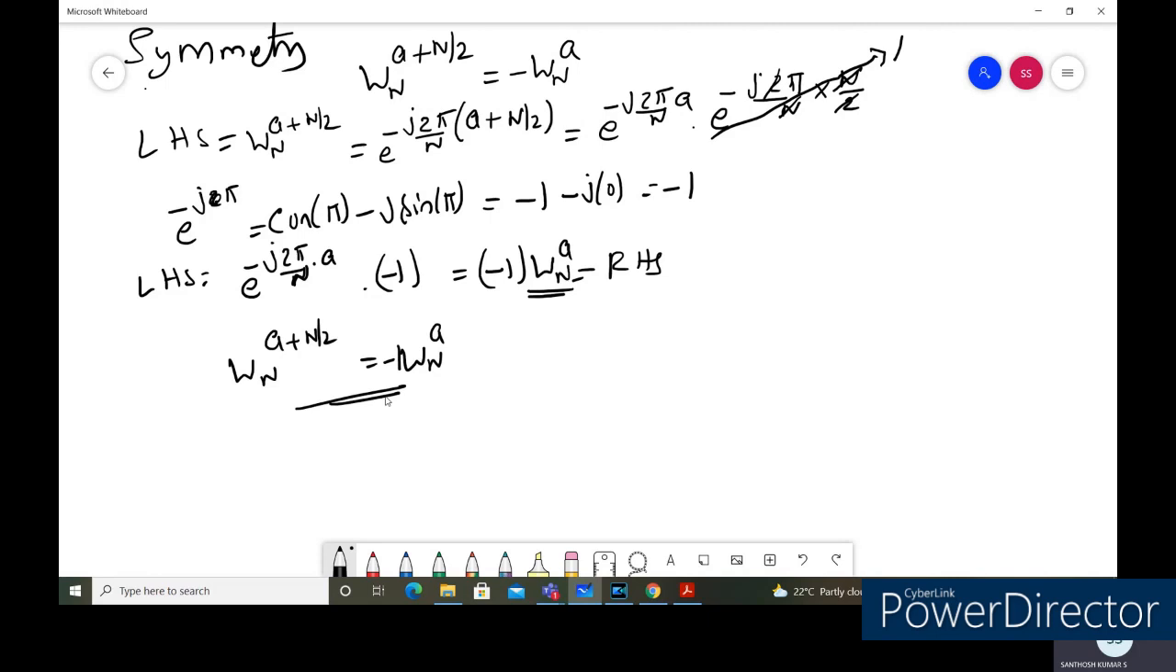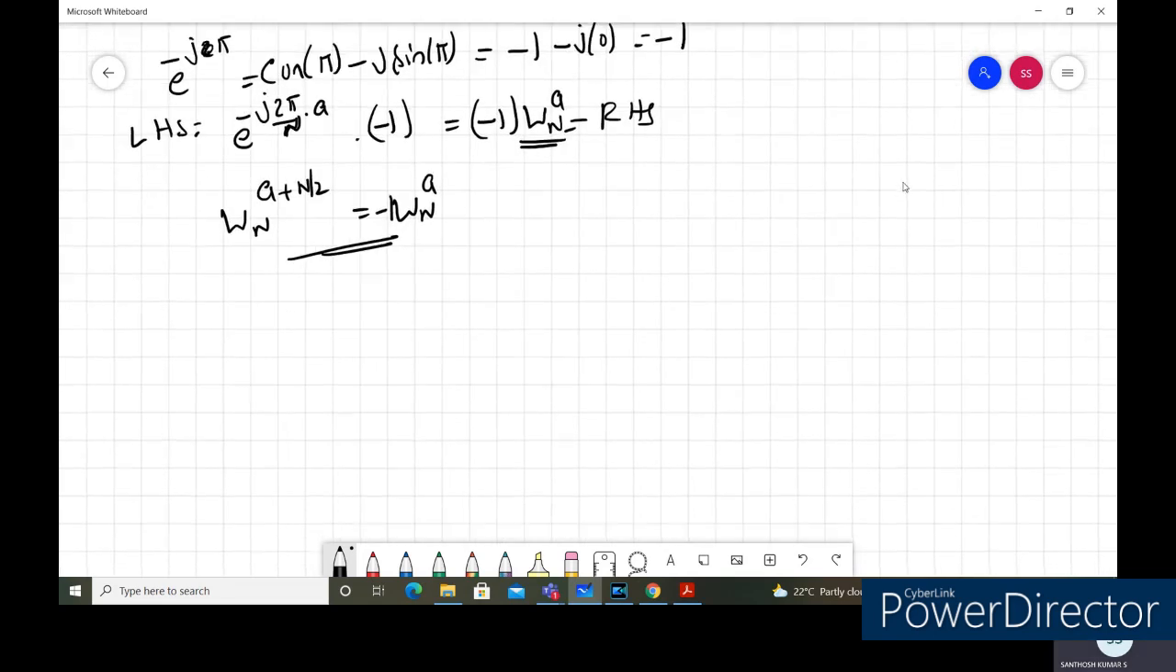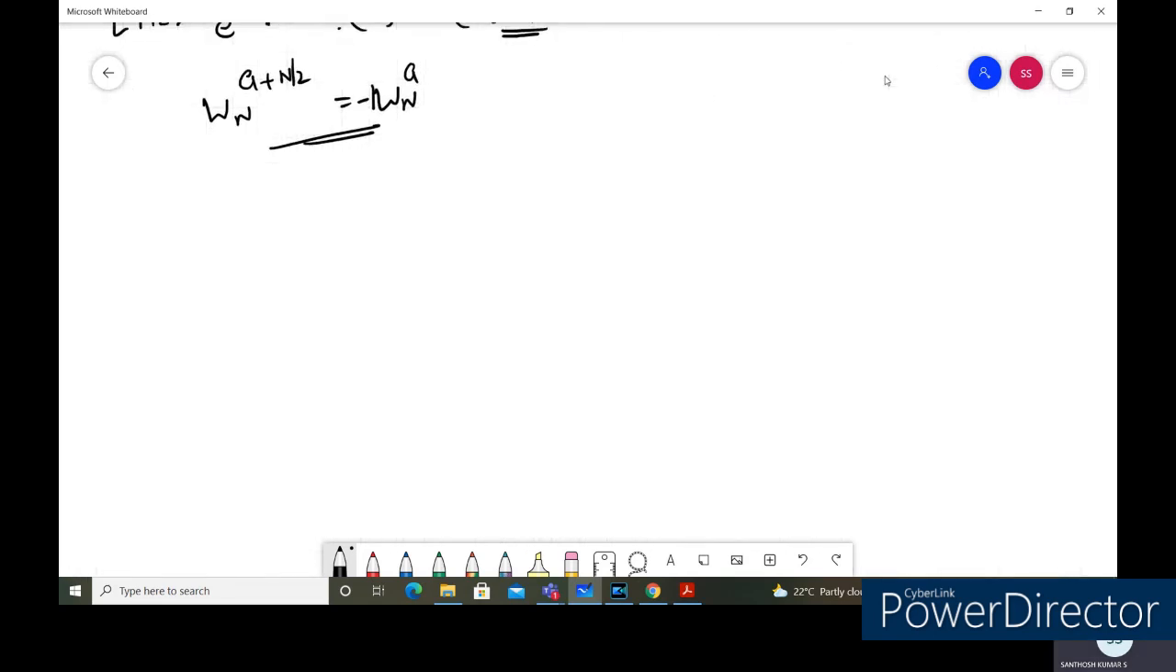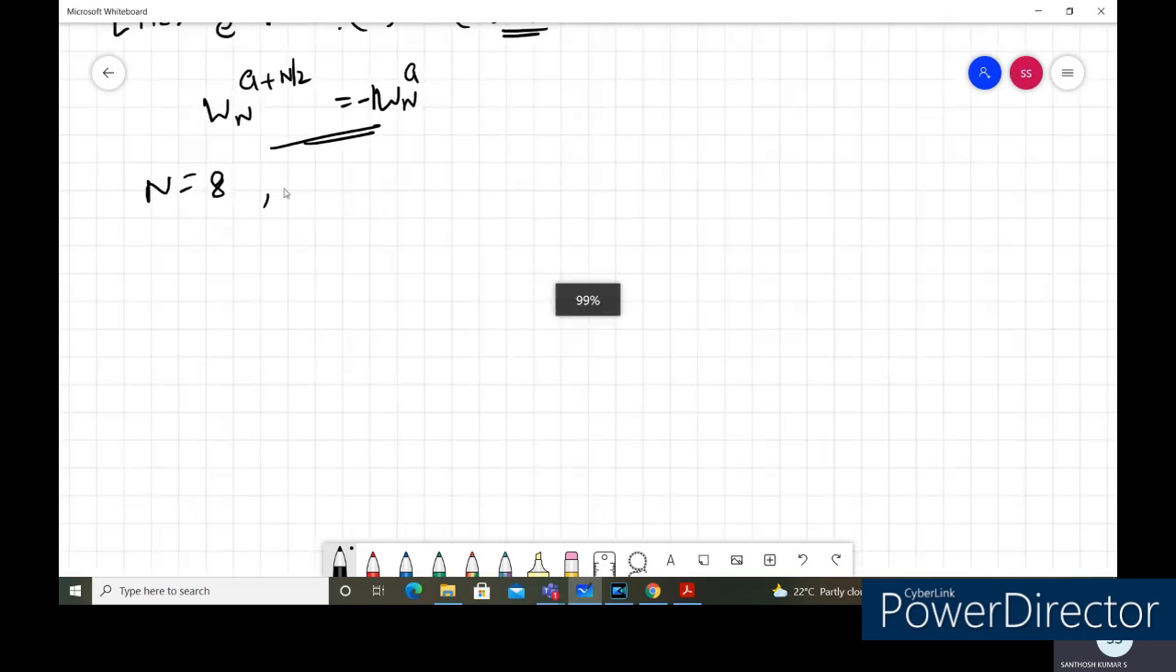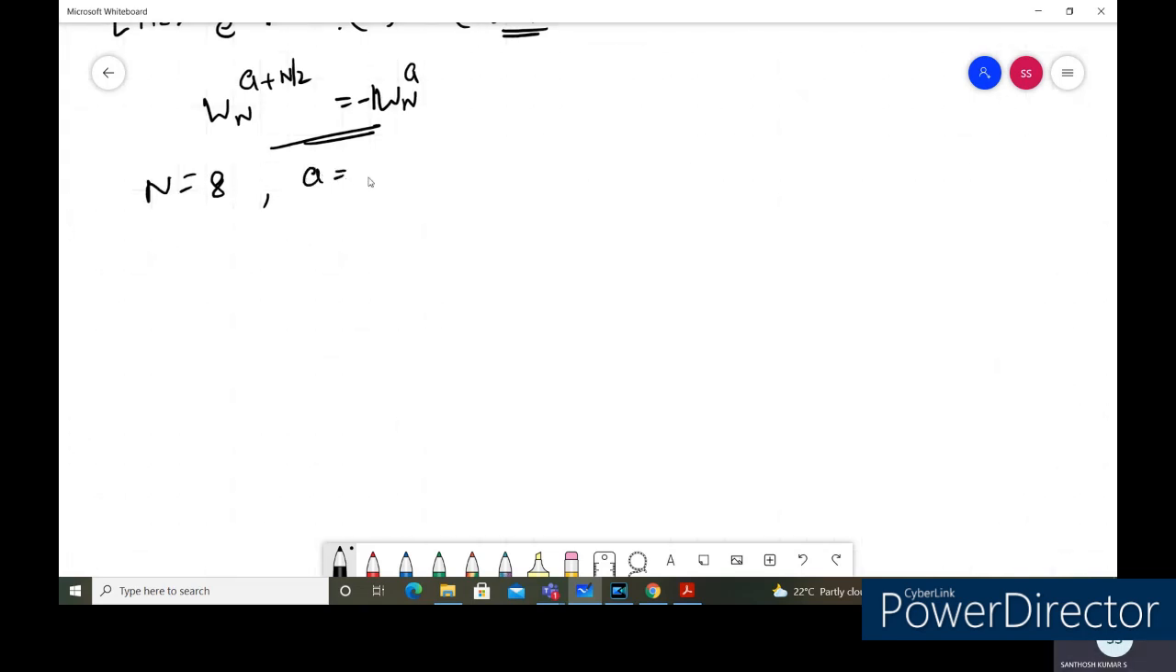The usage of this property is, suppose I know half of the values of the Twiddle factor, the remaining half can be found out by using this. For example, let us take N equal to 8, so that a takes the value from 0, 1, up to N minus 1. In case of N equal to 8, a will take the values from 0, 1, up to 7. Now let us see how this property can be useful.